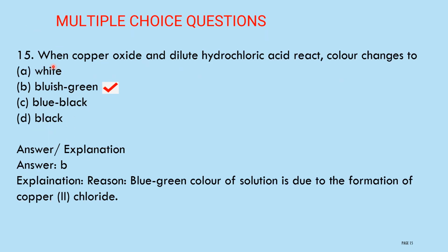Question number 15. When copper oxide and dilute hydrochloric acid react, the color changes to: option A, white; option B, bluish green; option C, blue black; option D, black. The correct answer for this question is bluish green, because when copper oxide reacts with dilute hydrochloric acid, it leads to the formation of copper chloride. Here you can see the color of the solution changes to bluish green. It indicates the formation of copper chloride.